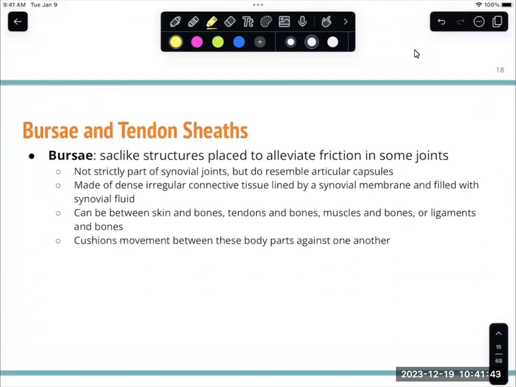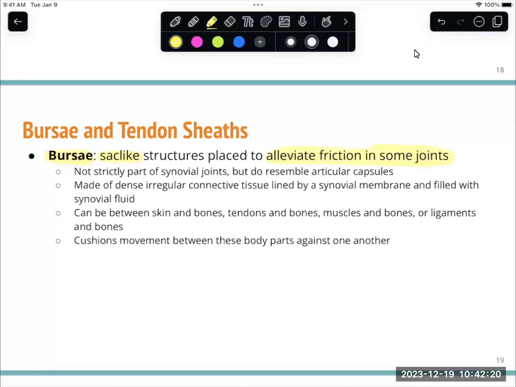Bursa. I'm sure you may have heard of bursitis, kind of inflammation to that bursa. But what is a bursa exactly? A bursa is kind of like a sac that helps to alleviate some friction to some of our joints. Think of your shoulder. There's bursa that are helping to protect some of the ligaments or tendons from some of the bones and some of the joints in that area.